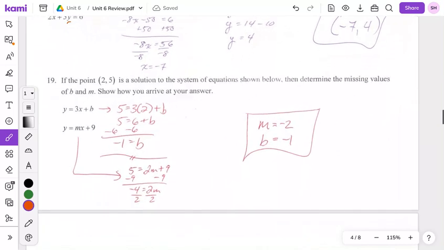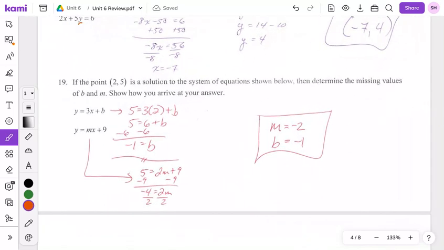And then here we have (2, 5) as a potential solution for this. So I just put in 2 for x and 5 for y, and that let me make two different situations that I could solve for. The first one, when I plug in x is 2 and y is 5, it lets me find the b immediately. And now I actually can know the y-intercept for this. And then for the other one, I was able to go ahead and find the m value for that one by plugging in 2 and 5 once again.